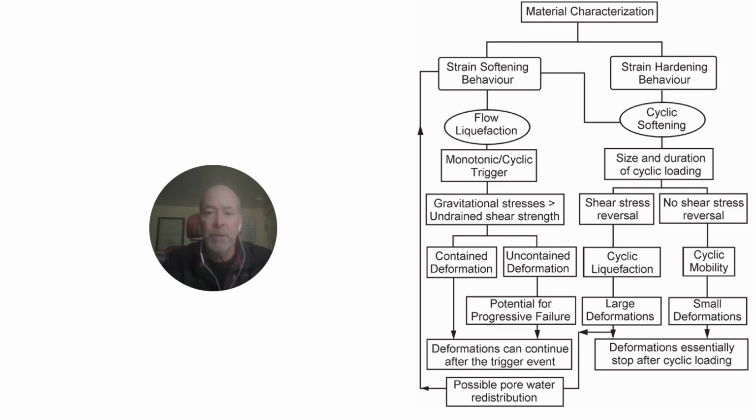However, if we have large deformations, you can see we can go down to that lower box, possible pore pressure redistribution, back to the top, and that pore pressure redistribution could cause strain softening behavior, and then we can have a flow failure. So that is the diagram. I think it all makes a lot of sense.